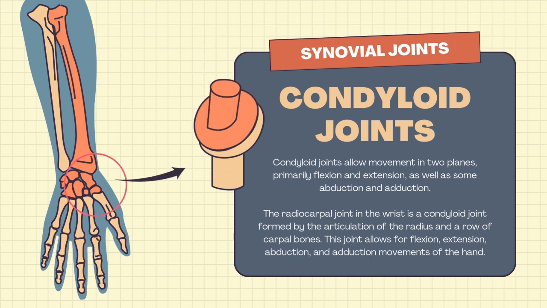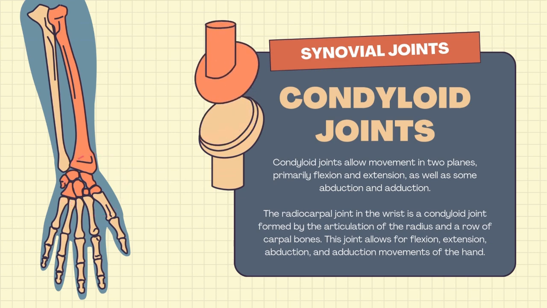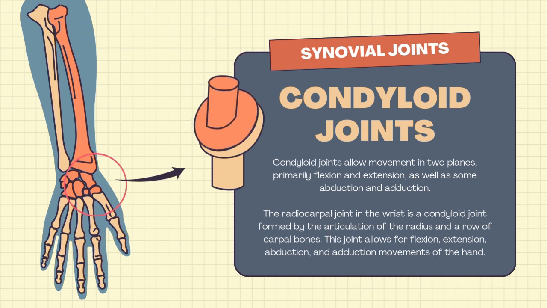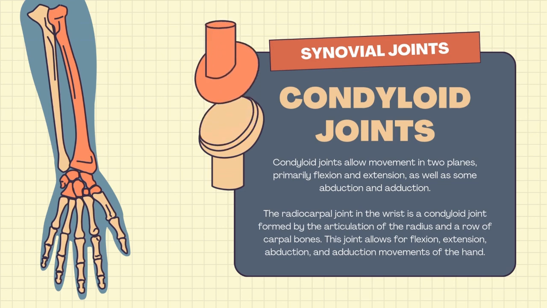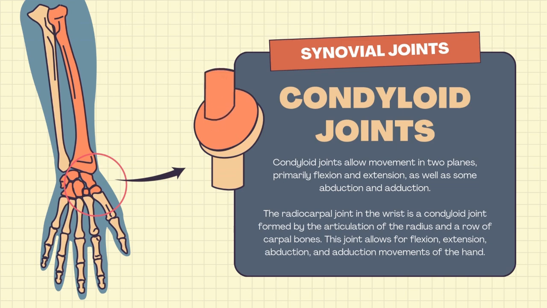Condyloid joints. Condyloid joints allow movement in two planes, primarily flexion and extension, as well as some abduction and adduction. The radiocarpal joint in the wrist is a condyloid joint formed by the articulation of the radius and a row of carpal bones. This joint allows for flexion, extension, abduction, and adduction movements of the hand.